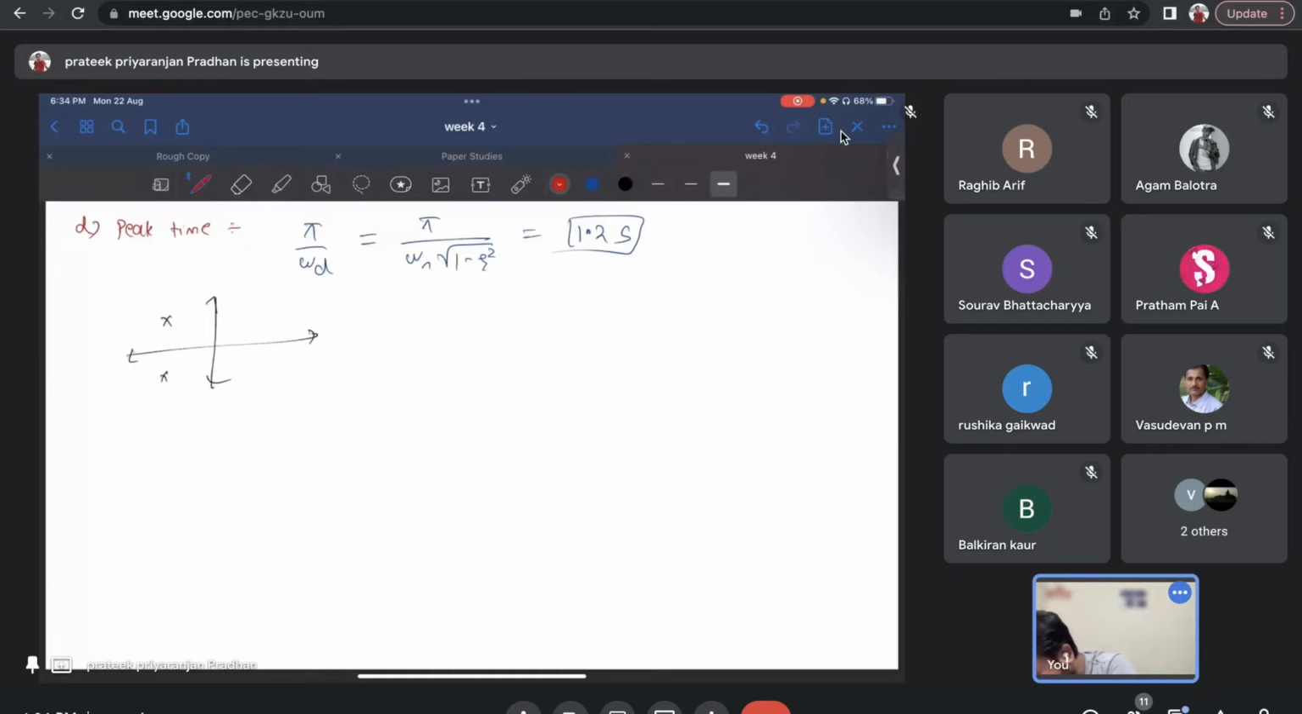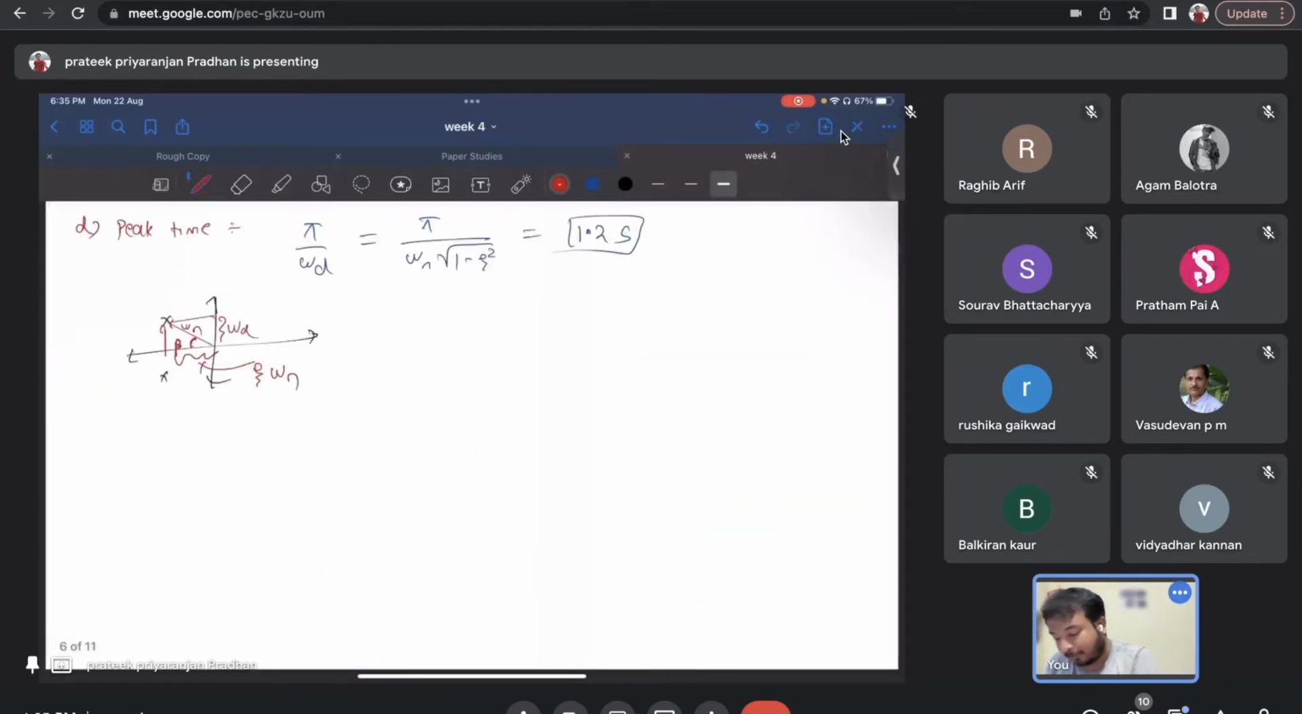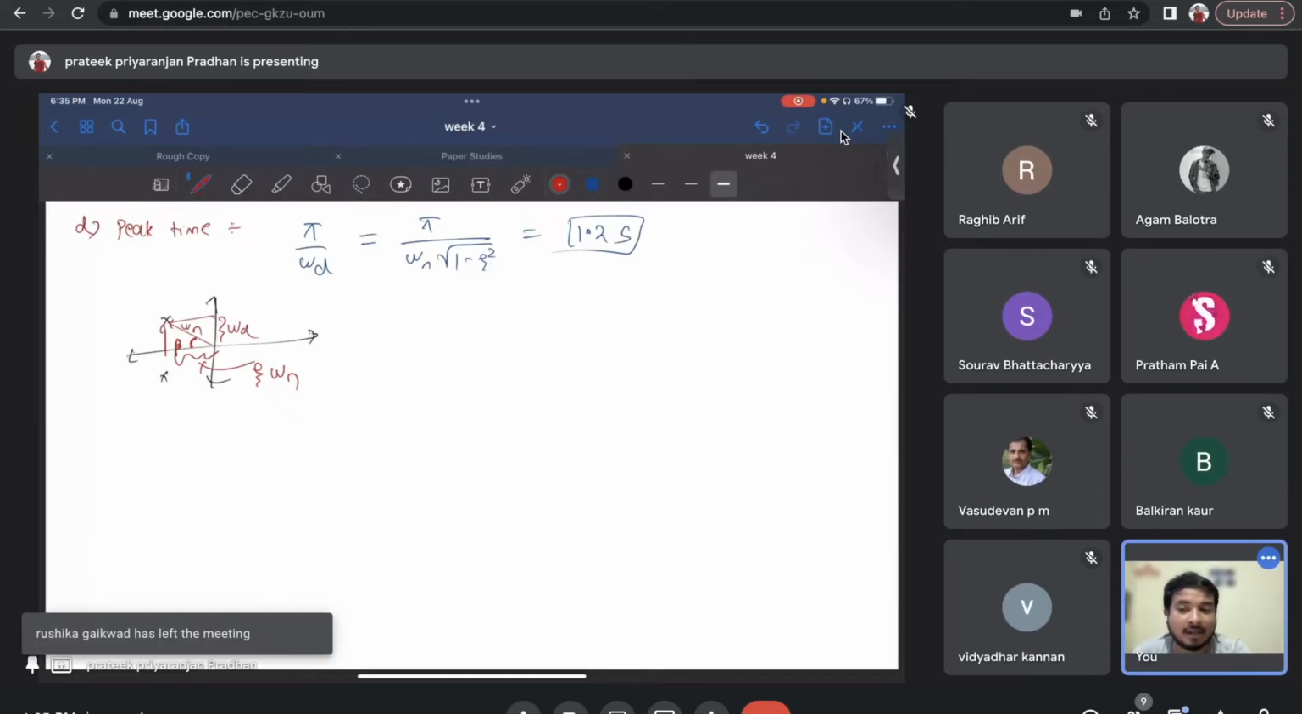Then this is omega n, this is omega d, and this is zeta omega n. Okay, this is beta. Then this formula is pi minus beta by omega d. So if you have this plot, you have the poles, then you can directly calculate that. Here also you can calculate pi by omega d. Whatever this value is, you directly put it and you will get it.